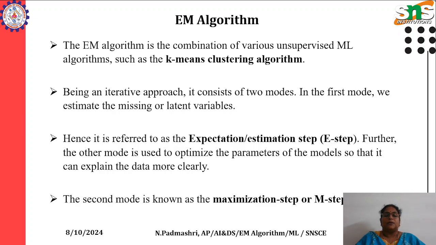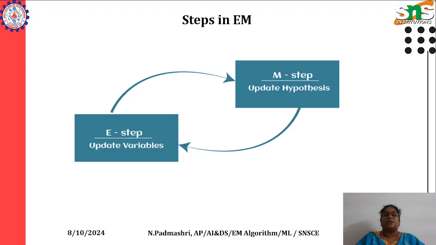The other mode is used to optimize the parameters of the model so that it can explain our data more clearly. The second mode is called the maximization step, or simply we can call it the M step. M for maximization, E for estimation. You can remember it like this. So the second step is maximization.